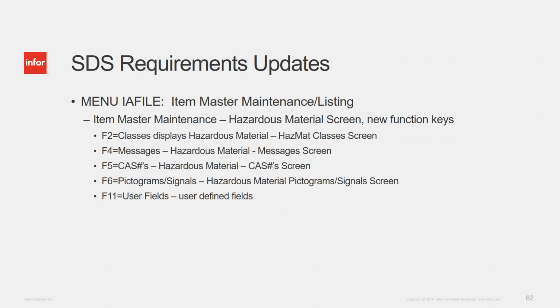And we added some new function keys. F2 classes displays the hazmat classes screen. F4 messages displays the hazmat messages screen. F5 cases takes us to the case numbers screen. F6 pictogram signals takes us to the pictogram signal screen. And F11 user fields takes us to the user-defined fields screens.